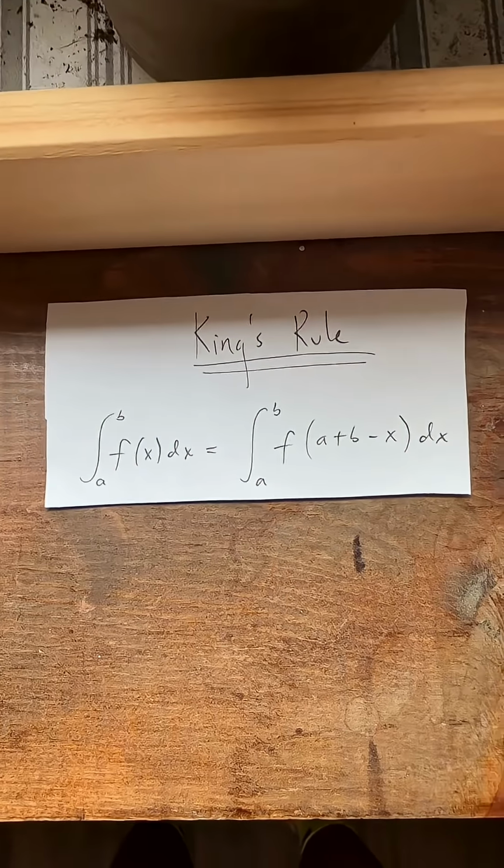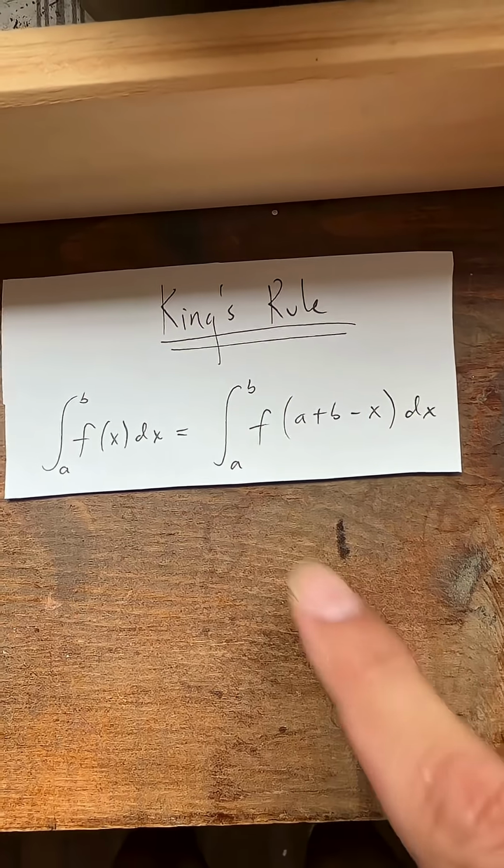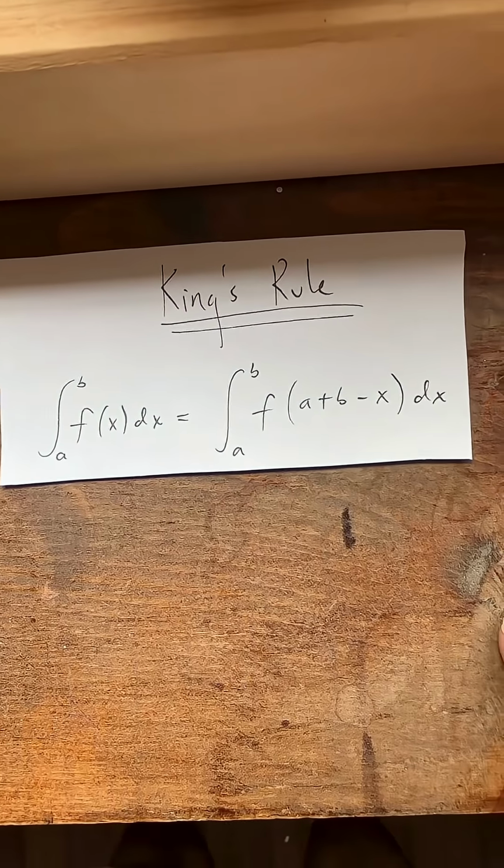So when you have a function that has some sort of symmetry, then I'm telling you, King's rule is going to help you. So here's King's rule right here. We have the integral from a to b of f of x, and that's going to equal the integral from a to b of f of a plus b minus x.